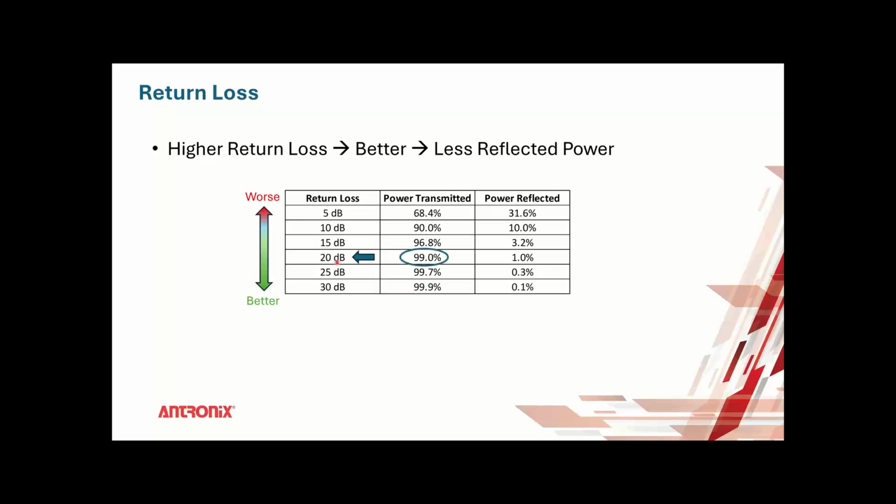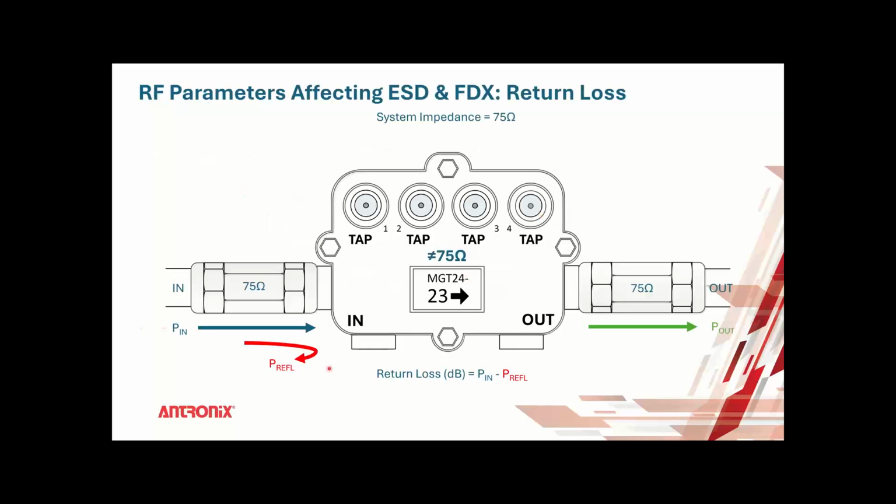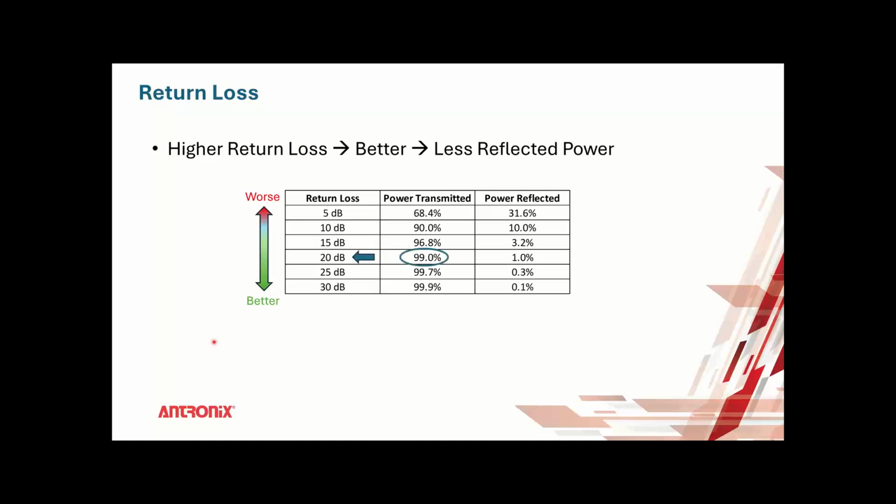So for example, if I have a 20 dB return loss, you're actually transmitting 99% of your power through the tap. So the tap has a 20 dB return loss, 99% goes through, and 1% is actually being reflected back. So the higher numbers, the better, lower numbers, worse. If you have a 5 dB return loss, actually 68% goes through the tap, but 31% is actually being reflected back out to the output of the node or the amplifier of the tap. So definitely the higher return loss, the better.